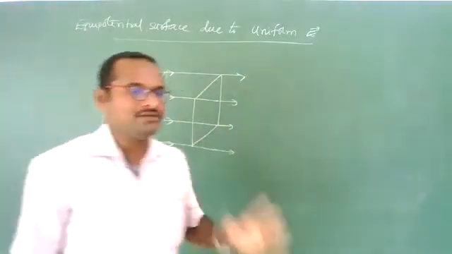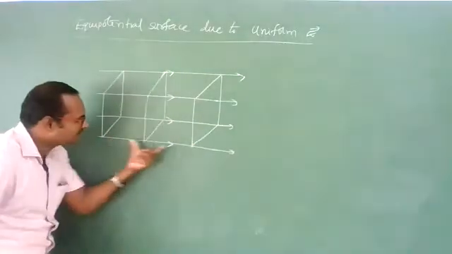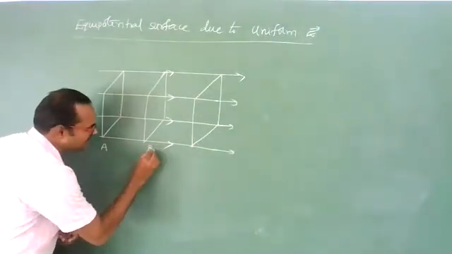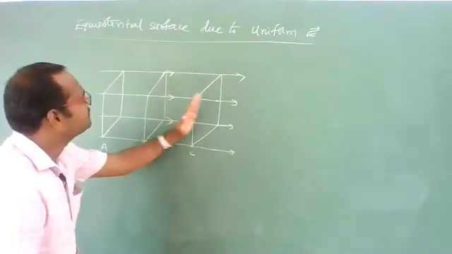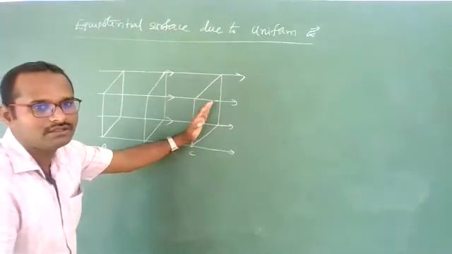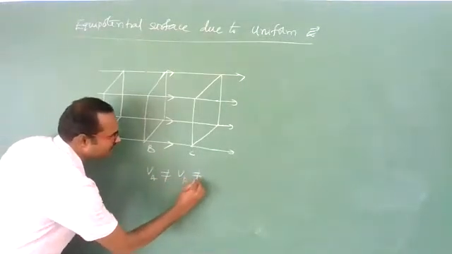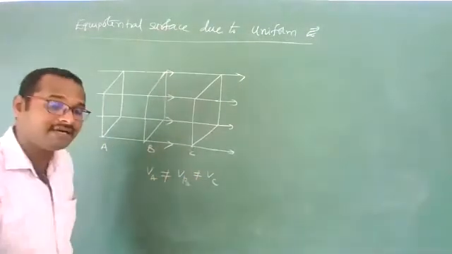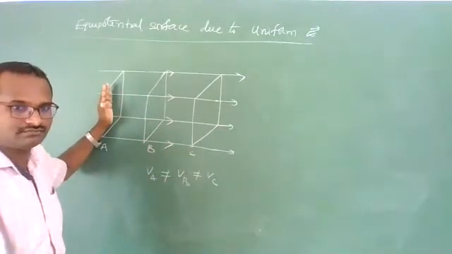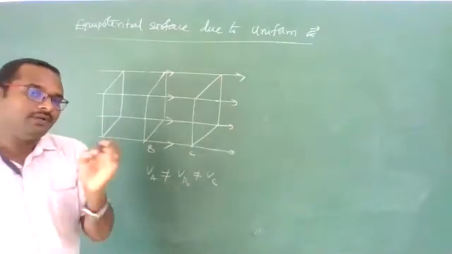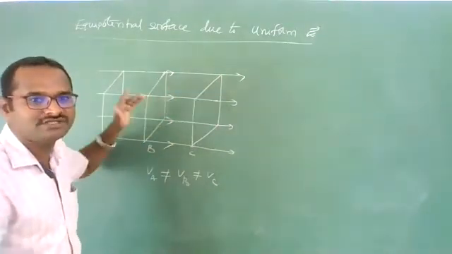Students, one more point you need to see: the distance between these two surfaces, this is A, this is B, this is C, equipotential surfaces. Potential of A is not equal to potential of B is not equal to potential of C. Remember, but the potential of each and every point on surface A is equal. Got it? This is according to the second point, properties of equipotential surface I have drawn.